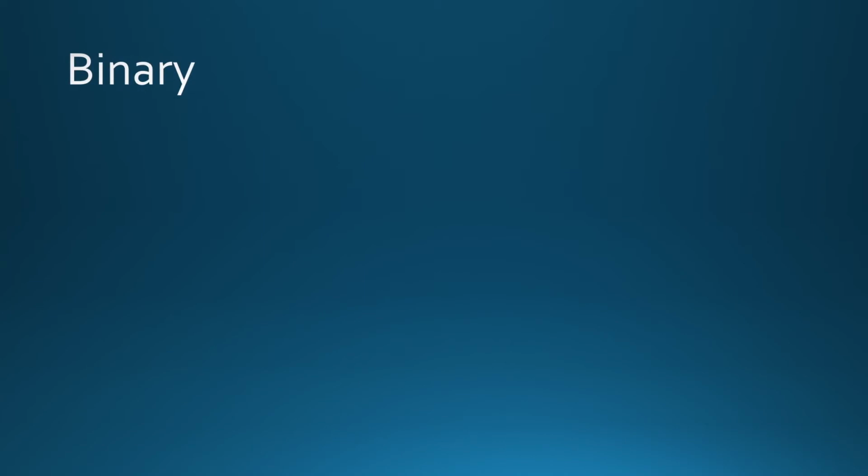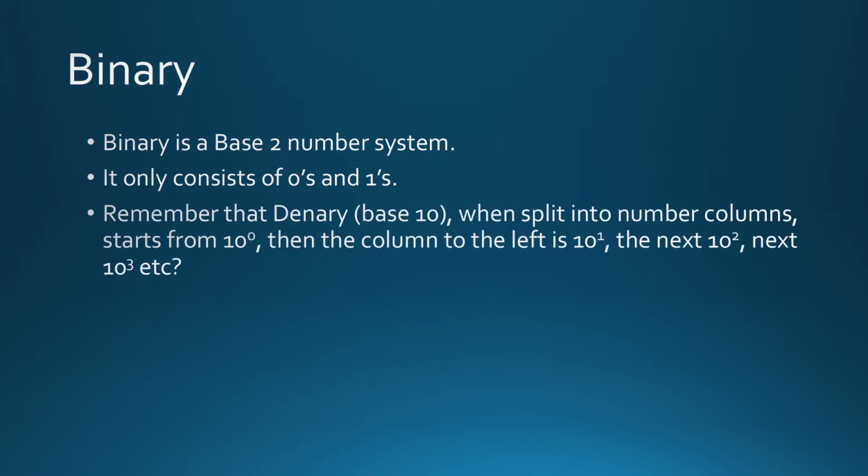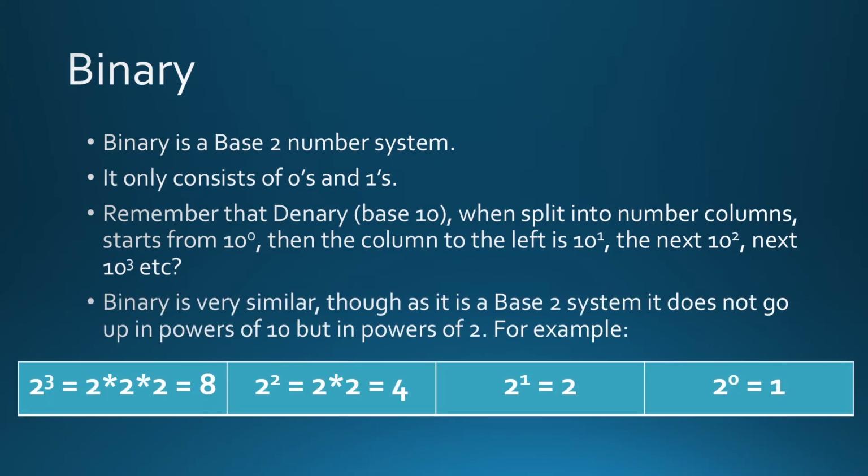Let's look at binary. We know it's base 2. We know it consists of 0s and 1s. Think along the same lines as denary. Split it into number columns. Remember, the right-hand most lane was 10 to the power of 0, and then it was 10 to the power of 1, then 10 to the power of 2. Well, substitute the 10 for the base 2, whatever base system you're in. It'll be 2 to the power of 0, 2 to the power of 1, and the next column will be 2 to the power of 2. Look a bit like that.